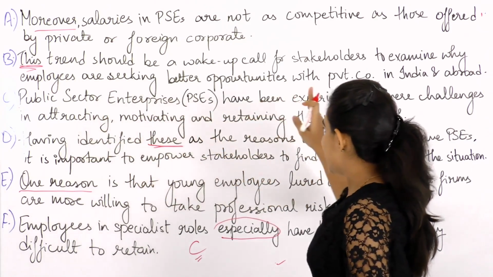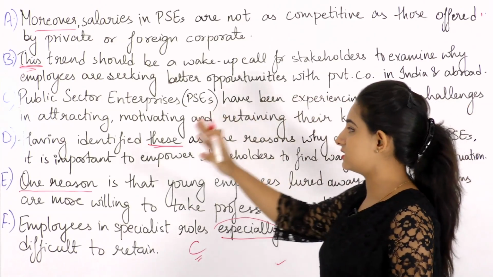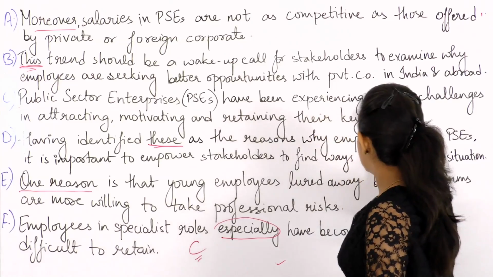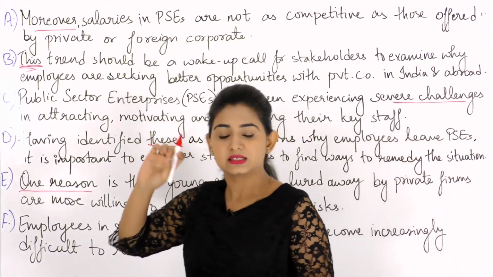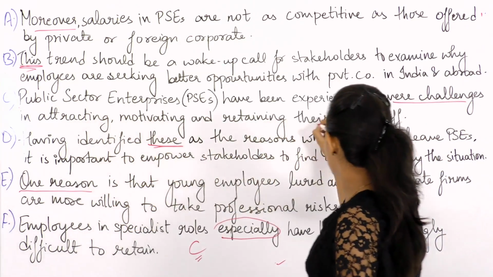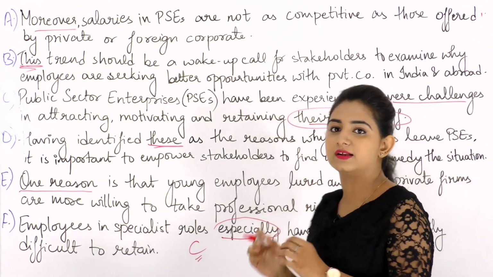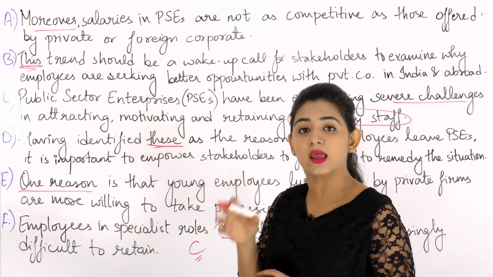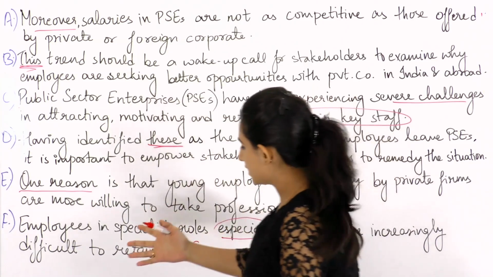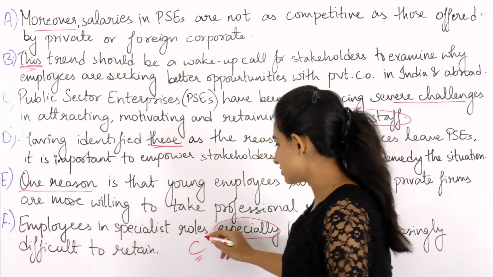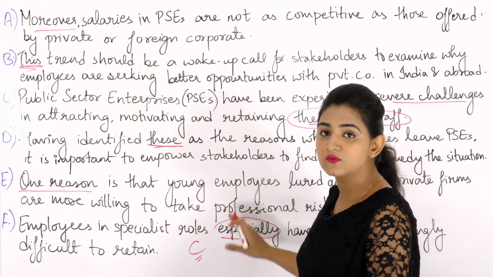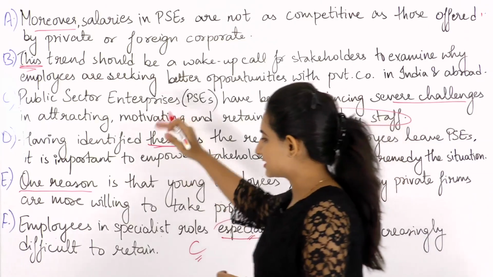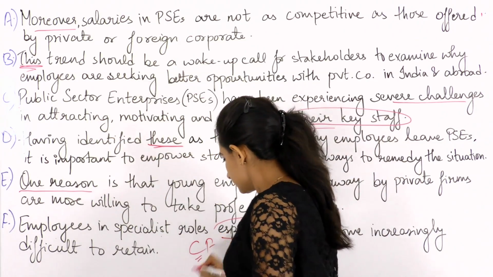Public sector enterprises have been experiencing severe challenges in attracting, motivating and retaining their key staff. Now, we have mentioned that they are facing what? Severe challenges in attracting, motivating and retaining their key staff, that is related to employees. Now, all the employees are mentioned and you need to emphasize a certain part. How can we emphasize this? Employees in specialist roles specially. Now, here we emphasize a part of all the key staff. So, F will be placed after C.